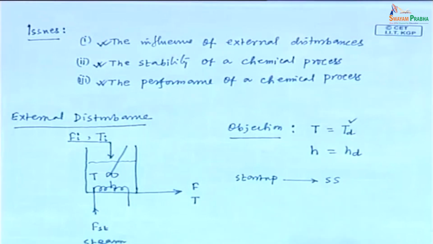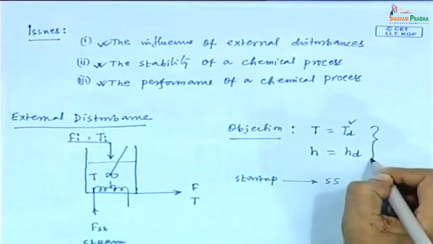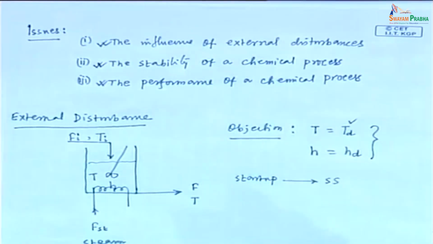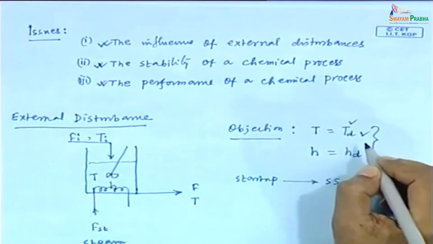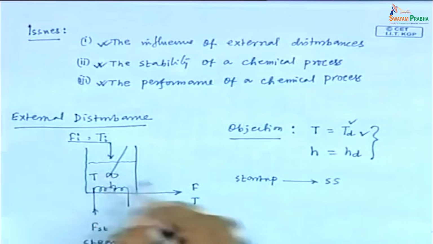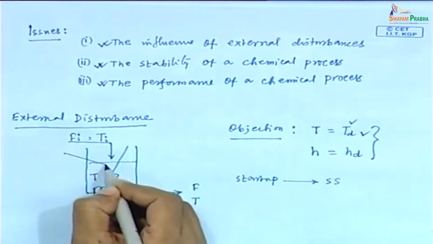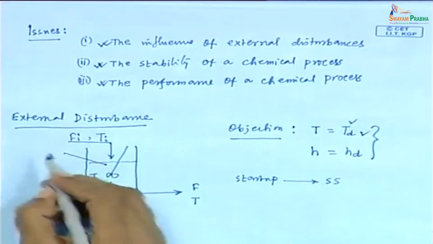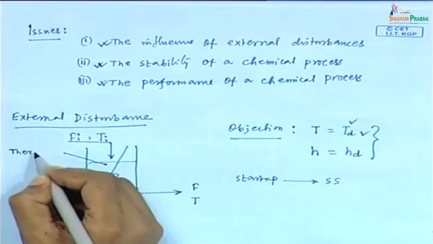Now question is how we can devise that control system and how we can keep these objectives. Say for example, we are considering the first objective, I mean we need to maintain the temperature at its desired value. How we can maintain that? First of all, we have to measure this temperature of this liquid stream. We can measure the temperature using one thermocouple.